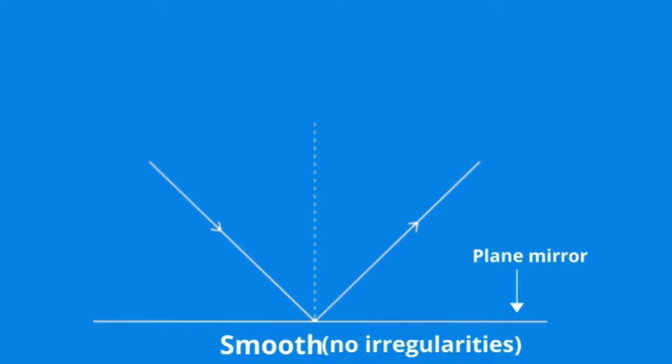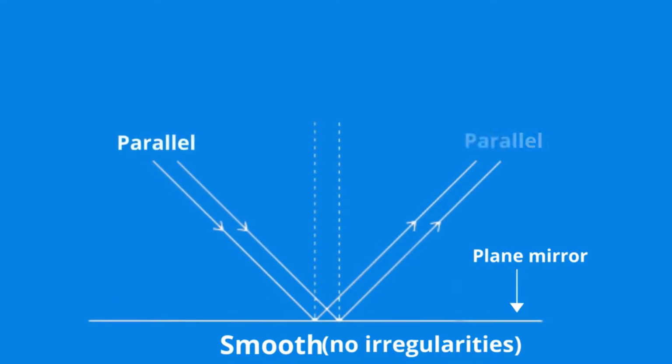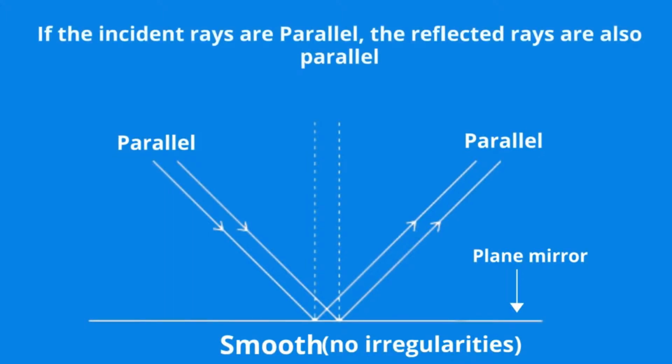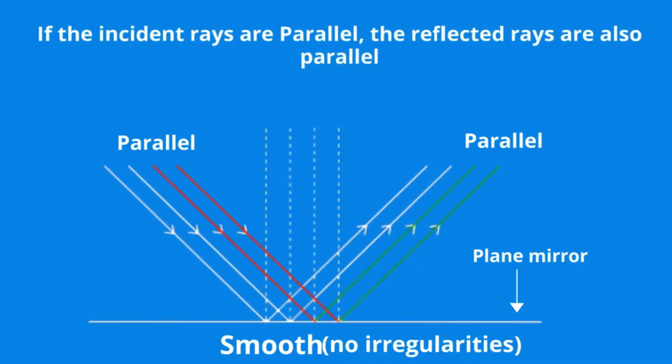Suppose there is one more ray incident on this mirror at this point, which is parallel to the first ray. The reflected ray travels in this direction. What can you say about the two reflected rays? They are also parallel to each other. So if incident rays are parallel, reflected rays are also parallel.